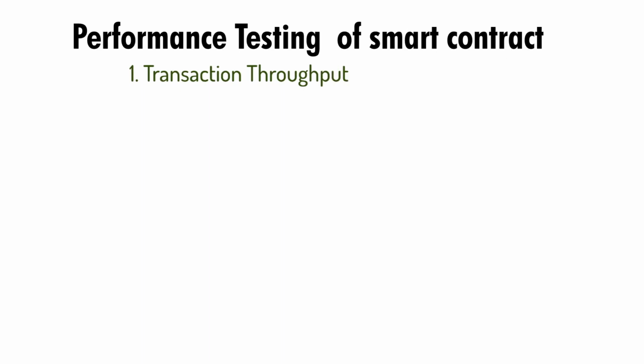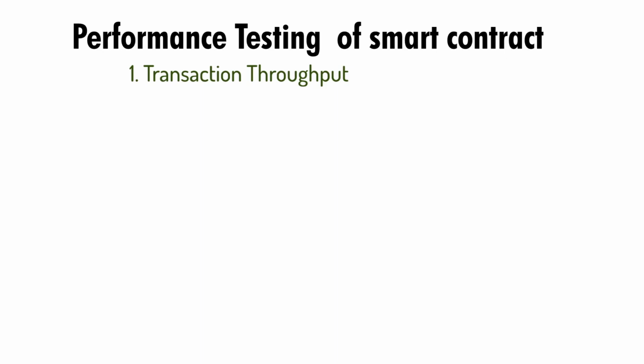Let's understand the performance testing scenarios of this smart contract. First one is transaction throughput. Test the contract's performance by executing a high volume of transactions within a specified time frame.